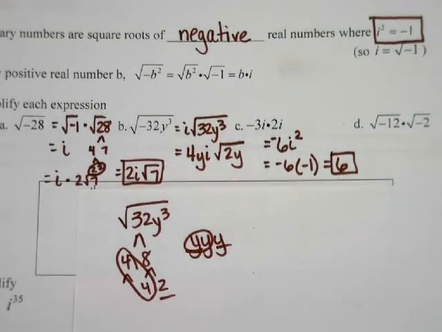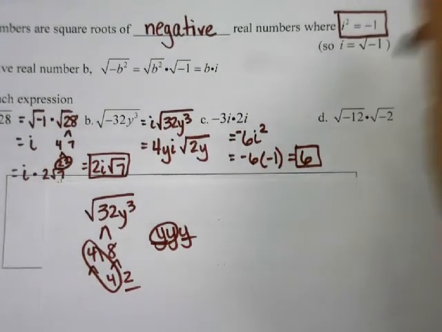Okay, look at letter D. Letter D says the square root of negative 12 times the square root of negative 2. Now, the trick with these ones is you have to take the i's out first. And you say, but I can't see. I took my eyes out. Ha ha ha.